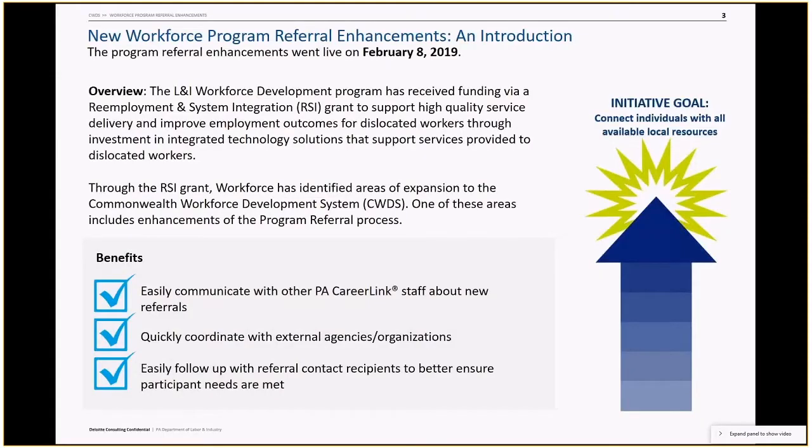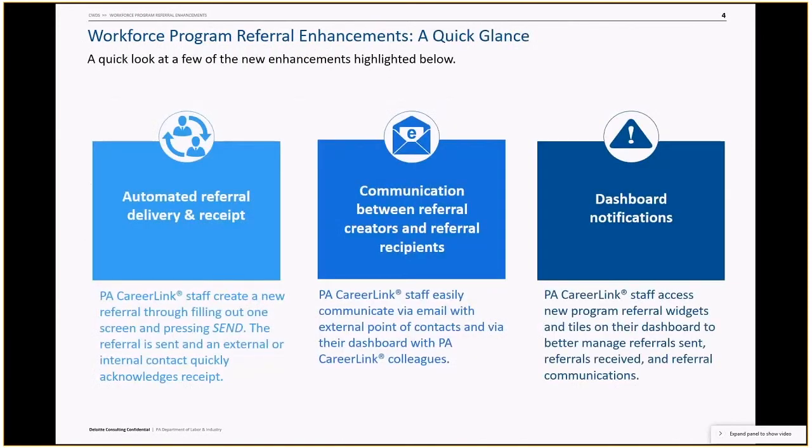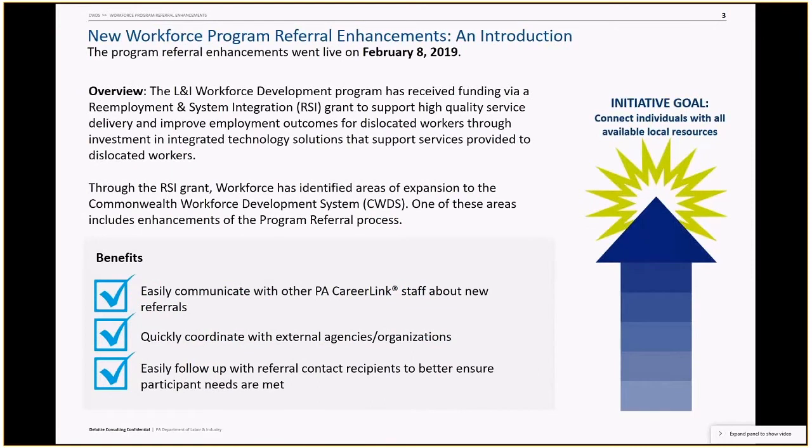Okay, thank you, Jesse. Okay, can we go back one? Okay, so as you may be aware, Labor and Industry received a Reemployment and System Integrations Grant from the U.S. Department of Labor. This grant is actually a dislocated worker grant, but instead of the grant funding being used to support direct customer service, this particular grant was used for system enhancements.